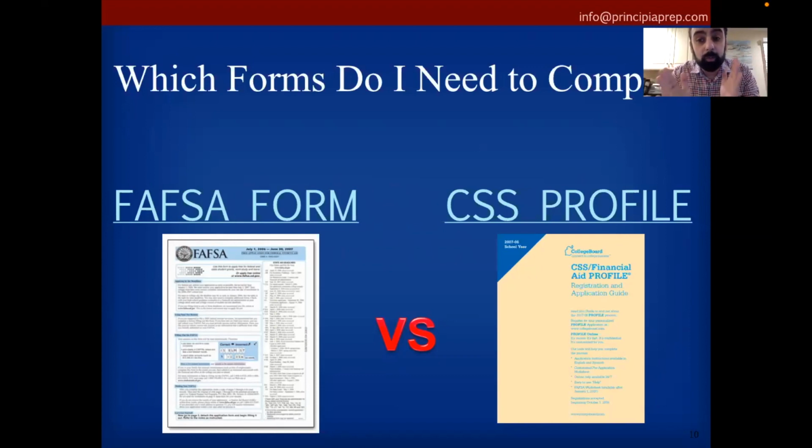Now, if you're not sure which forms are required by either college, very simple, just call their financial aid office, they'll let you know. But every school, from basically a vo-tech scenario all the way up to the high level Ivy League schools, all require the FAFSA. Some schools require, in addition to the FAFSA, the CSS profile, both available since October 1st, by the way.